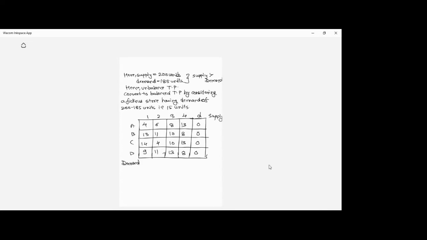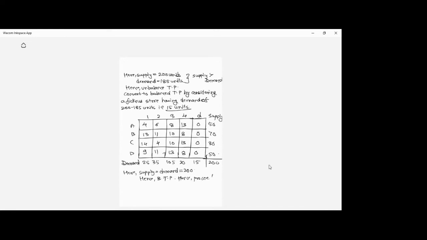Supply, what were the previous supplies that we had? It is 50, 70, 30 and 50. And what will be the demands here? It will be 25, 35, 105, 20, and here we have already decided it is to be 15 units. So if you do the addition, it comes out to be 200. So here supply is equal to demand is equal to 200. Hence balanced transportation problem. Hence proceed.